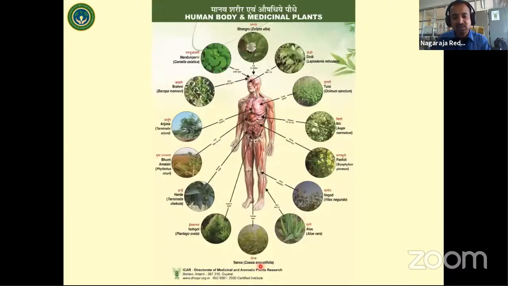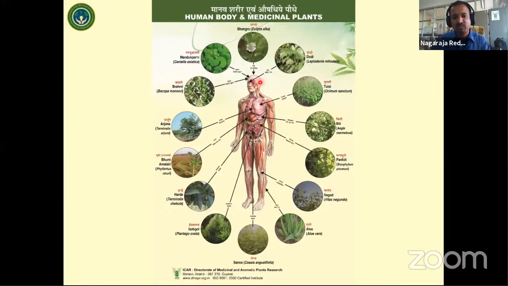So you can see this diagram of how our body is associated with various medicinal plants. I'll start with skincare products. Many skincare products are made from aloe vera. Likewise, for digestive tract problems like constipation, many products are from isabgul and senna. Similarly, for stomach and liver issues, bhumi amla and haridaya are some of the important ones.